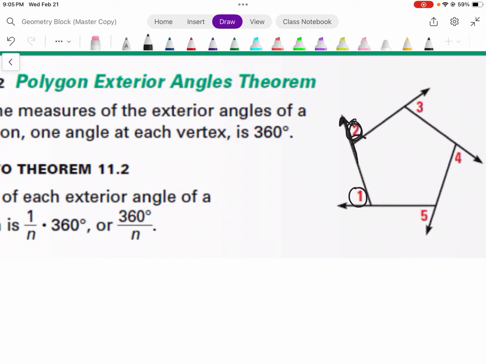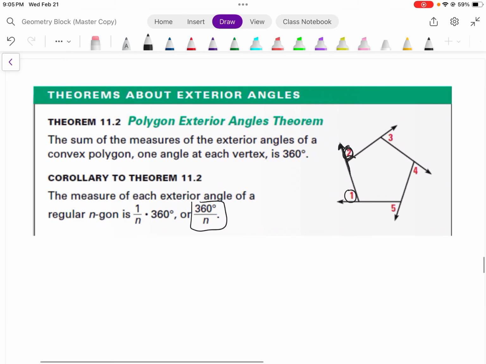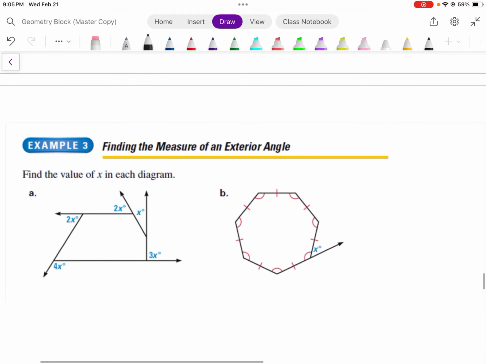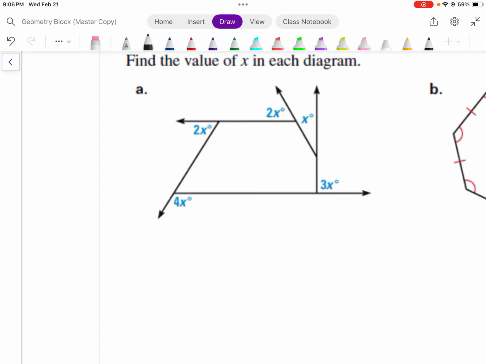Now, if I want to find the exterior angle of a regular polygon, just like the interior angles are congruent, the exterior angles of a regular polygon are congruent as well. So I'm just going to divide by the number of sides. Now, we don't always have regular polygons. Like here, we do have 1, 2, 3, 4, 5 sides. We do have a pentagon here. Not a regular pentagon, but again, I got 5 exterior angles. Those 5 angles should add up to 360.